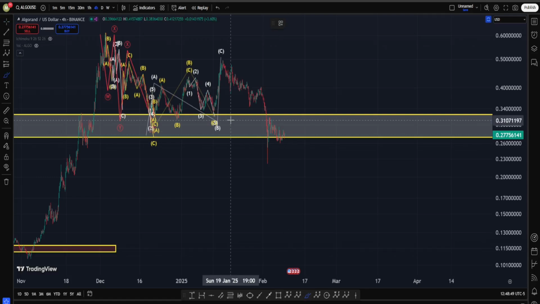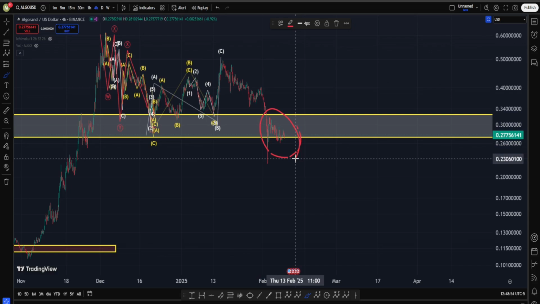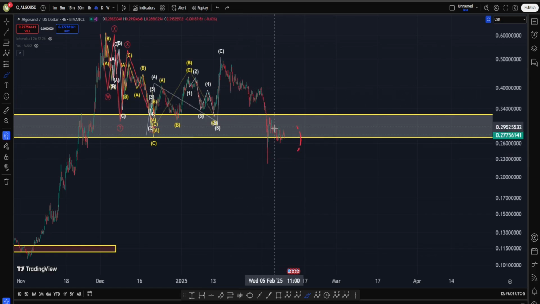Okay, so in today's video about Algorand, we are going to check out the short-term price action and see what is going on in this area. But before that, I want to give you a midterm view and tell you what is happening in here and why, in my opinion, Algorand definitely looks more bullish than bearish.